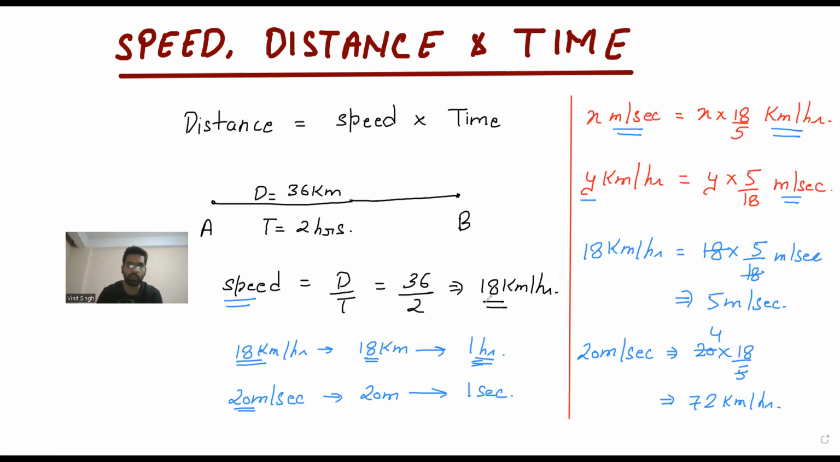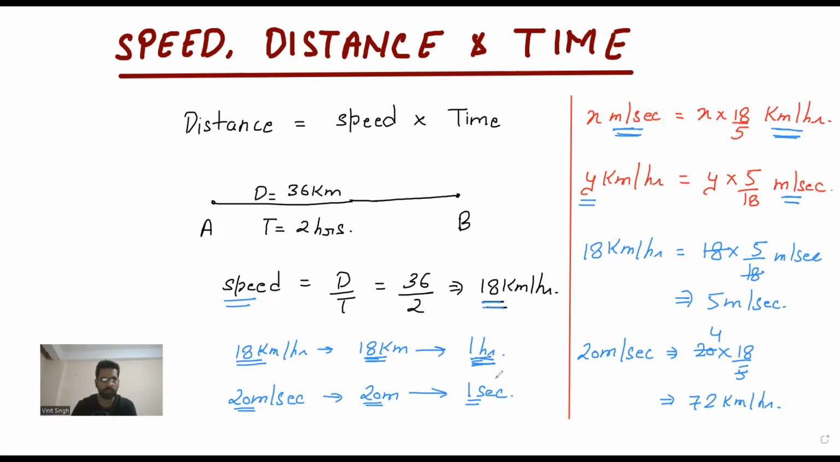Now we will understand the concept of speed. When the speed is given 18 km per hour, 20 km per hour, 50 km per hour, it means the distance 18 km is covered in 1 hour. When the speed is given in meter per second, then 20-meter distance is covered in 1 second. Clear? Now, we convert the speed given in meter per second into kilometer per hour by multiplying 18 upon 5. When the speed is given in kilometer per hour, we will multiply 5 by 18, then we will get speed in meter per second. Now, we will solve some basic questions of speed, distance, time.